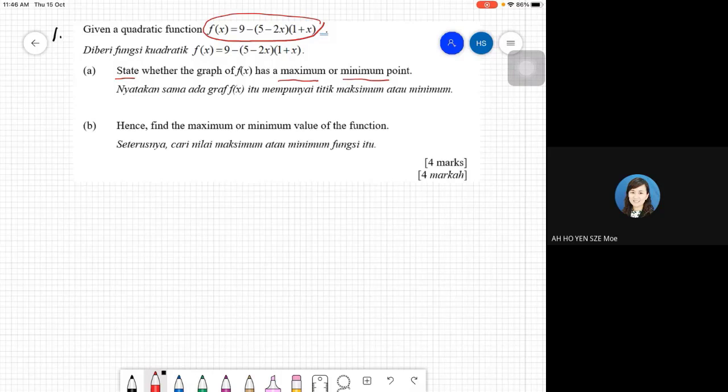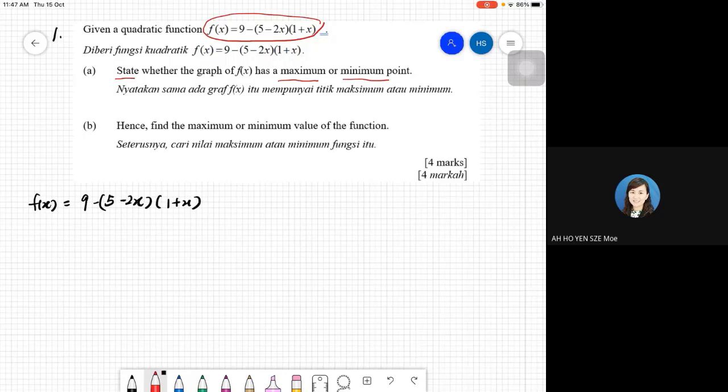Okay, so we need to expand first. When you expand the function, make sure you do it slowly. Don't rush, or you will make mistakes. Okay, very important for you to expand. Okay, this 9 in front, you don't touch first. Why? Because behind it the 2 is multiplied. We do the multiplication first, only then we do the 9.